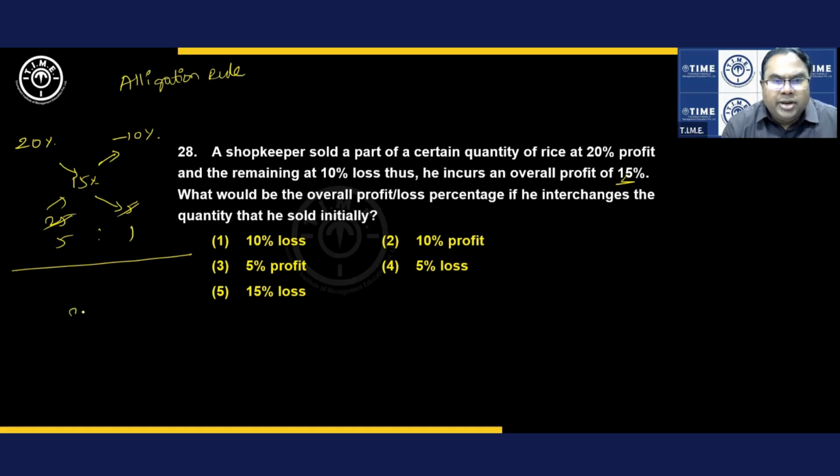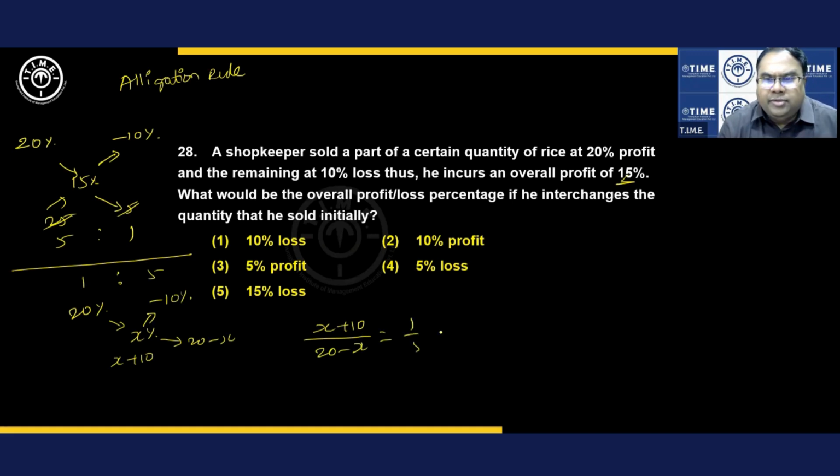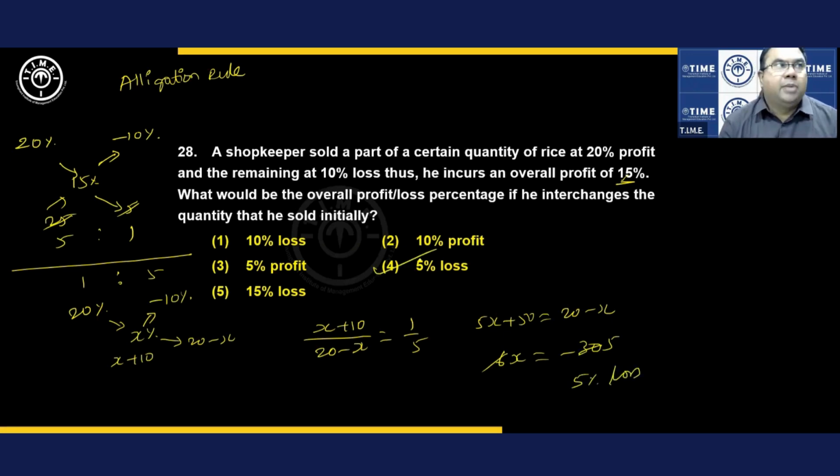What would be the overall profit or loss percentage if he interchanges the quantity sold? Okay, 20% minus 10%. I don't know the X percent. Instead of 5:1, this is 1:5. 20 minus X. This is X plus 10. X plus 10 by 20 minus X is equal to quantity 1 by 5. So cross multiply, 5x plus 50 is 20 minus x. Right? So I'll get 6x is equal to minus 30, x is equal to minus 5. Minus sign indicates 5% loss. Option 4.